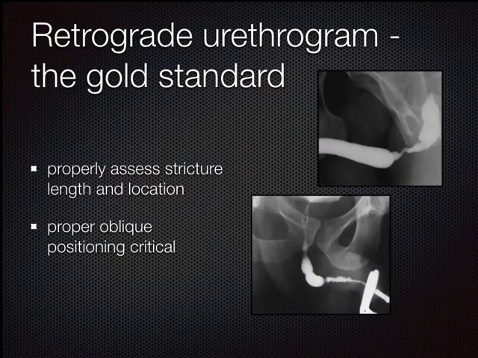So to properly assess stricture length and location, it's essential to obtain the gold standard of urethral imaging, which is the retrograde urethrogram, and often reconstructive specialists in urology do perform their own retrograde urethrograms in order to ensure that they are satisfactory to their liking. Radiographic technique and proper oblique positioning are critical as to not underestimate the length of the stricture. And typically, narrowing of the lumen is evident at the site of the stricture with a dilation of the urethra proximal to the stricture.